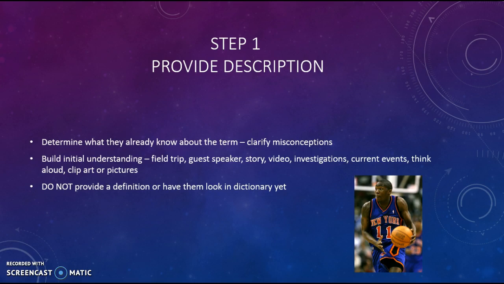But the main thing is you do not want to provide a definition yet or have them look it up in the dictionary. This is just talking about their experiences with words and giving them some implicit experiences that they can help determine the meaning of that word. So for example, this picture that I have on here, the word we're going to use throughout is possession. And so possession in a basketball sense is which team has possession of the ball. And so that might be a piece of clip art that we used for that word possession.